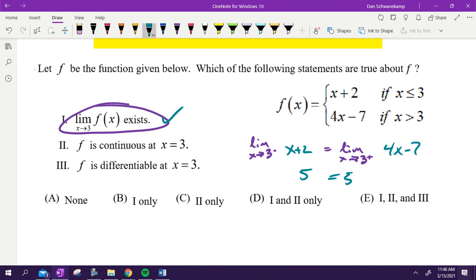If the limit exists here, is it going to be continuous? Yeah, because it would also be the value. And the good news for us is it's x is less than or equal to 3. So what would f of 3 be? Well, it would still be 5. I would just plug it into that. So that one's good as well.